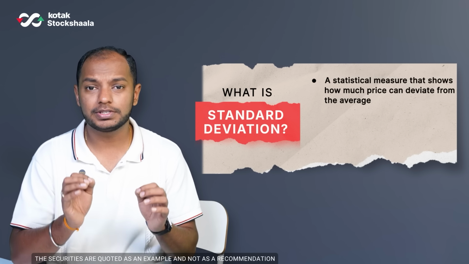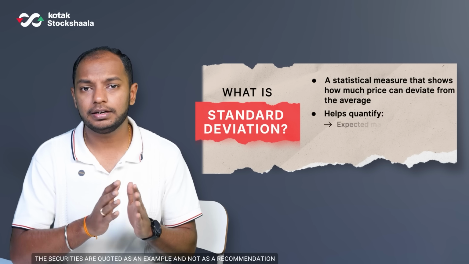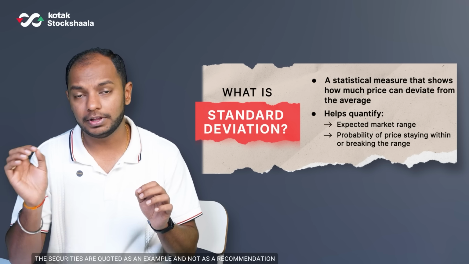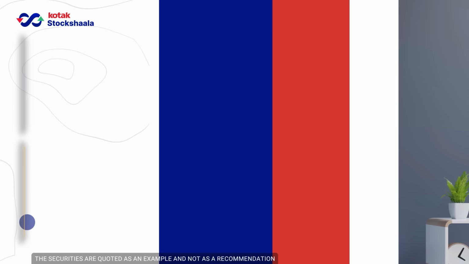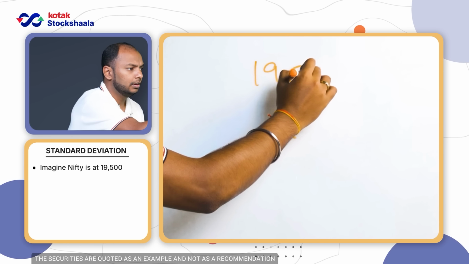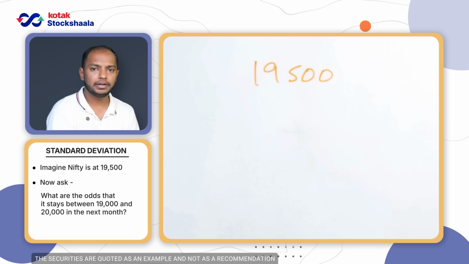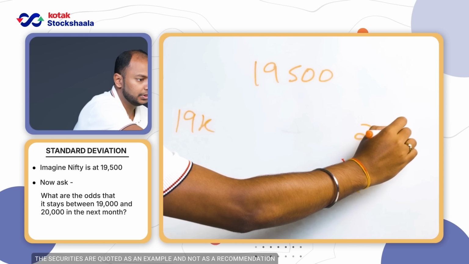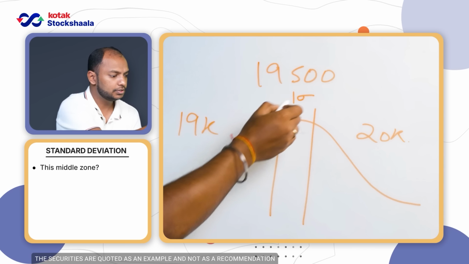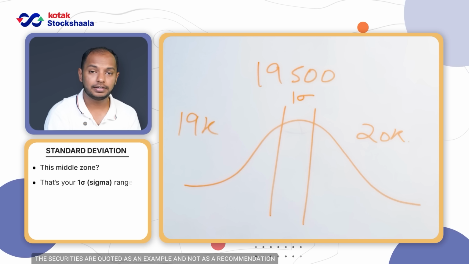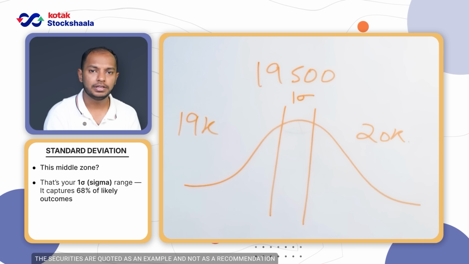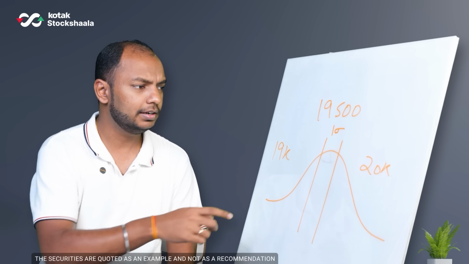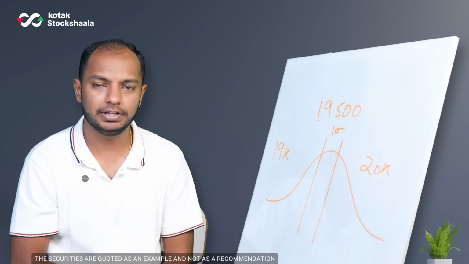Standard deviation might sound scary, but all it tells us is how far the market can move and how probable it is that the market can move that far. Imagine Nifty is at 19,500. Now, what is the probability that Nifty is going to stay between 19,000 and 20,000 within the next 1 month? This middle zone that you see in this bell curve, that's the 1 sigma range, which gives you 68% of the probable outcomes. Now let's understand what exactly this 1 sigma, 2 sigma or 3 sigma means.